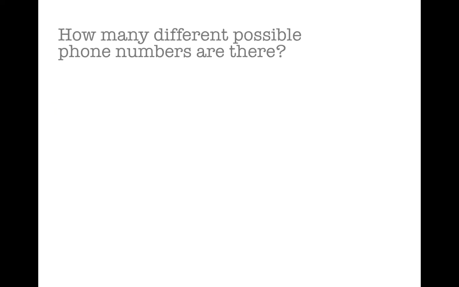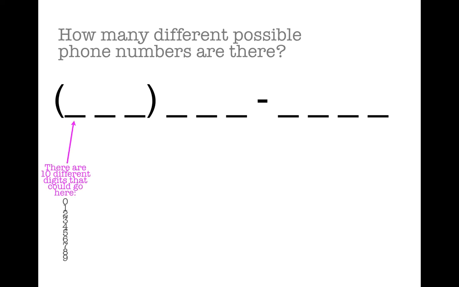What if I wanted to know how many different possible phone numbers there are in the United States of America, where we generally have a 3-digit area code followed by 3 more digits and then a dash and then 4 digits after that? Well, let's go digit by digit. The first number of your area code could be any of 10 different digits because it could be 1, 2, 3, 4, 5, 6, 7, 8, or 9, or it could be a 0. I don't know if any area codes actually start with 0, but it could be.